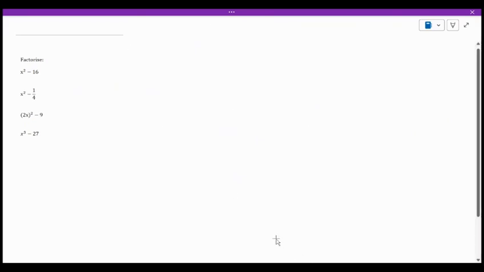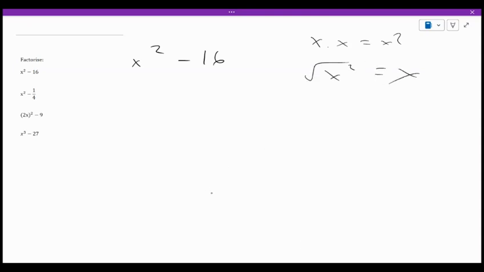Now we have x squared minus 16. Is x squared a perfect square? Yes, because x times x gives you x squared. So when you square root x squared, you're going to get x. So that is a perfect square. You look at 16, you put a square root over 16. You're going to get 4. The values that you got after square rooting these are very important. After square rooting x squared, you got x. After square rooting 16, you got 4.